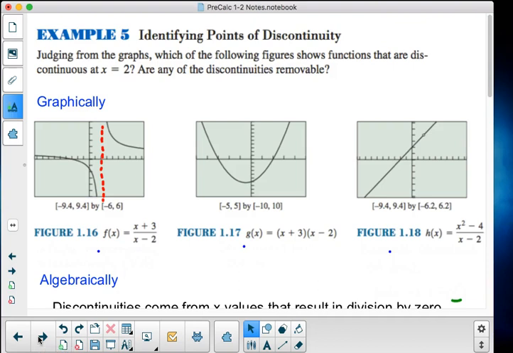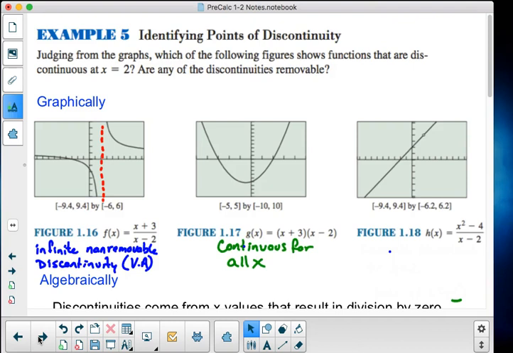All right, so when we're looking at this, this is an infinite discontinuity, non-removable, okay? Does that make sense? So it's a vertical asymptote. So that's what I'm looking at, infinite discontinuity. It's a VA, and I'll write it down as a VA. Next, continuous graph. Continuous for all x.